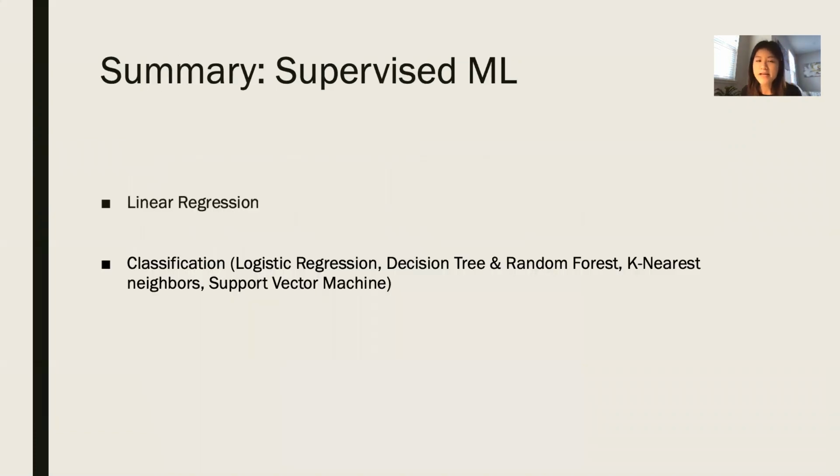To sum up, today we talk about two major algorithms for supervised machine learning: linear regression and classification. So in classification, there's obviously other algorithms other than logistic regression and decision trees, which we'll talk about deeply in the next module. And thanks for your attention.